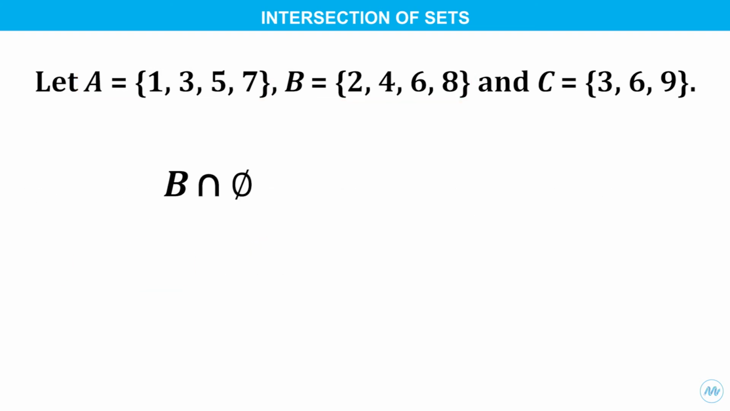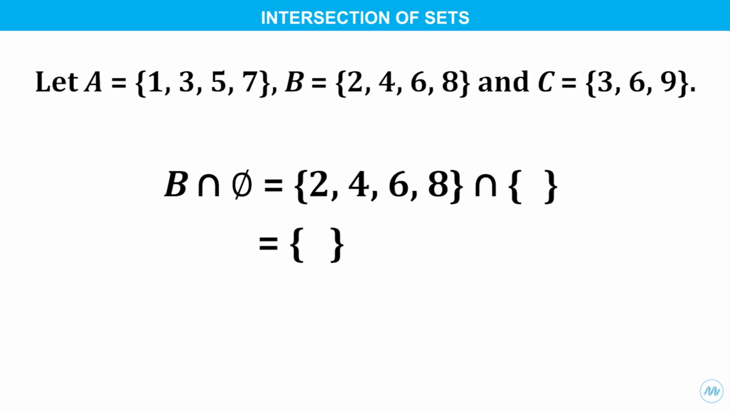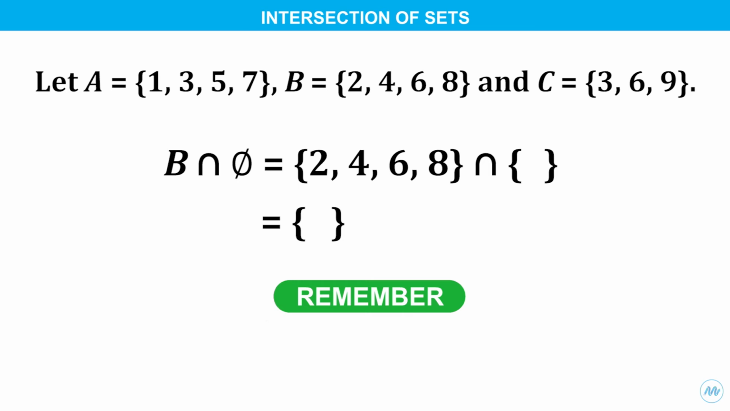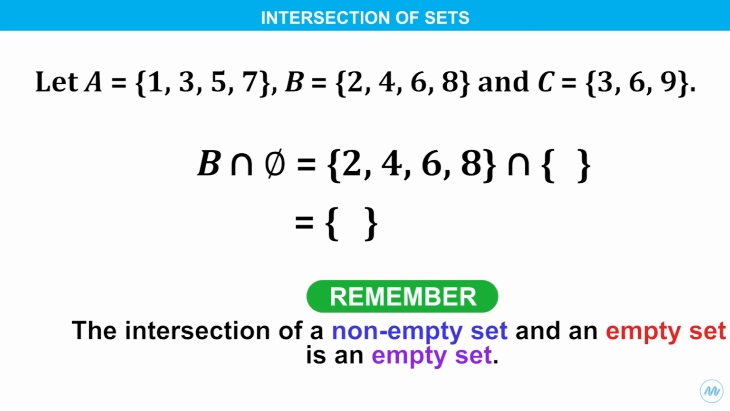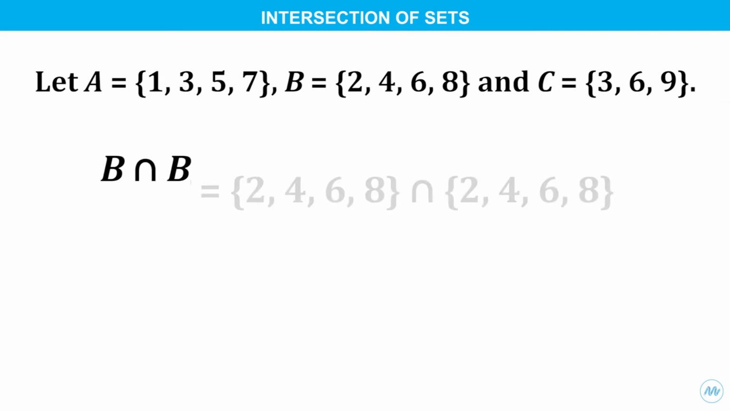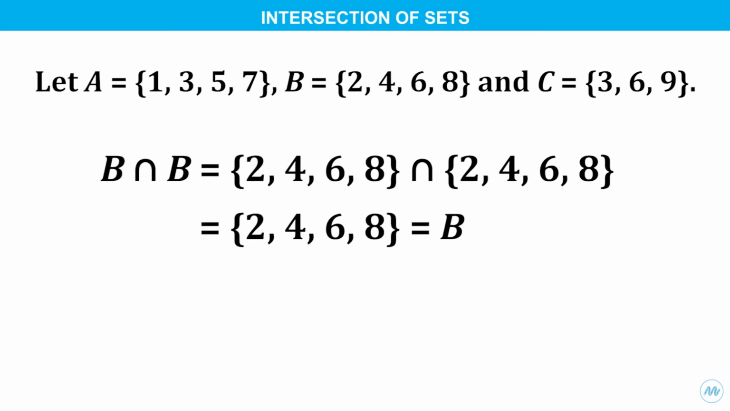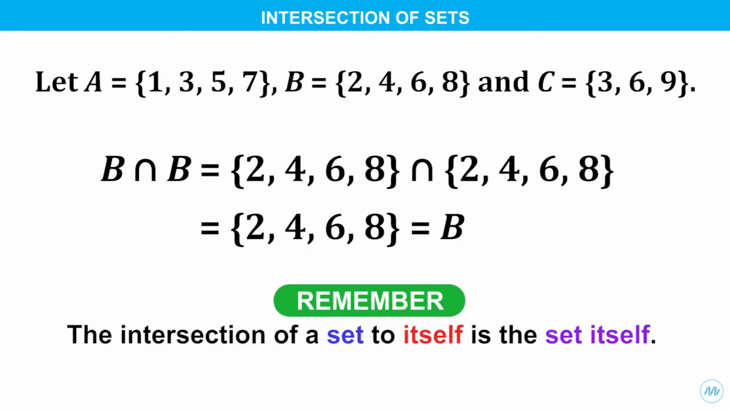The intersection of set B and an empty set is an empty set. Laging tandaan, wala kang makikitang common element sa pagitan ng empty at non-empty set. The intersection of set B to itself is the same as set B. Tandaan, dahil iisang set ang involved, ang intersection niya sa kanyang sarili ay yung sarili din niya.